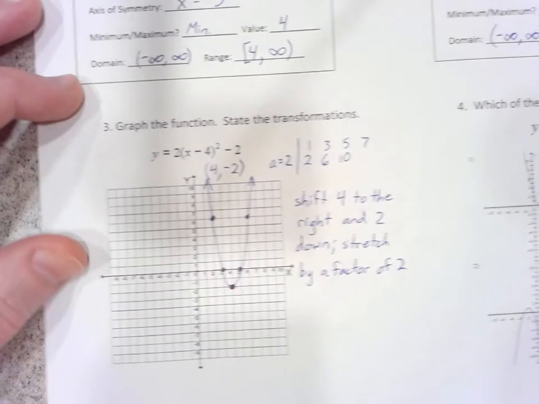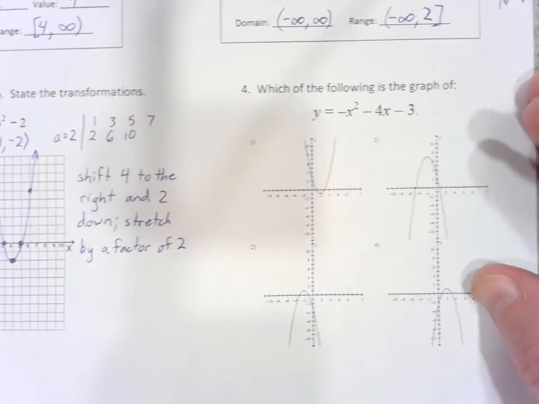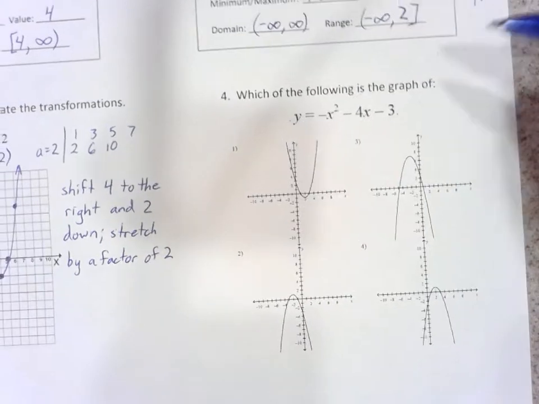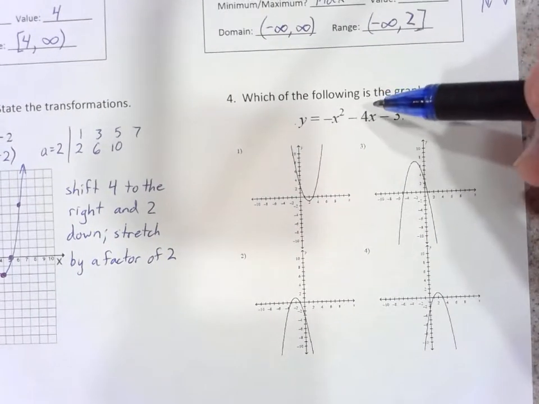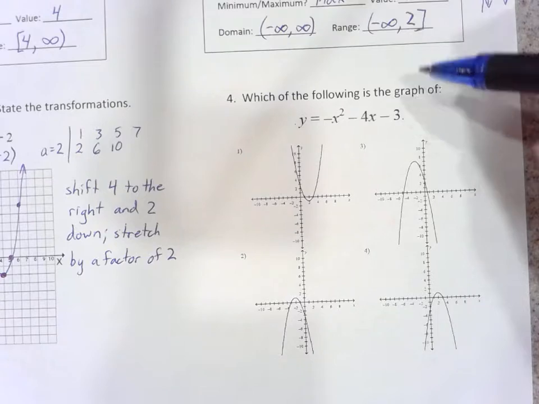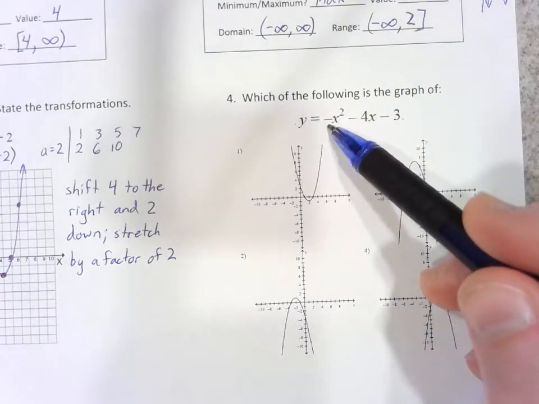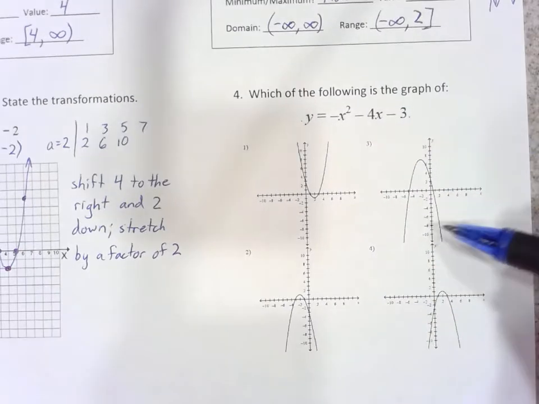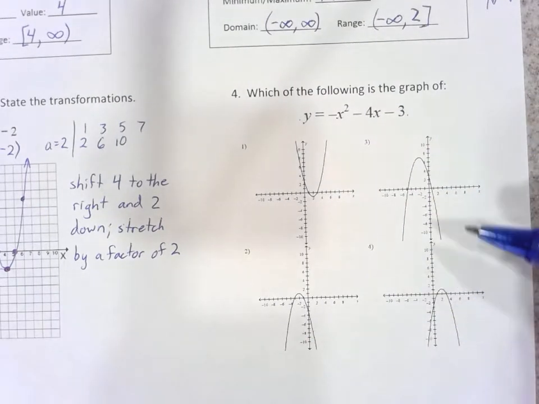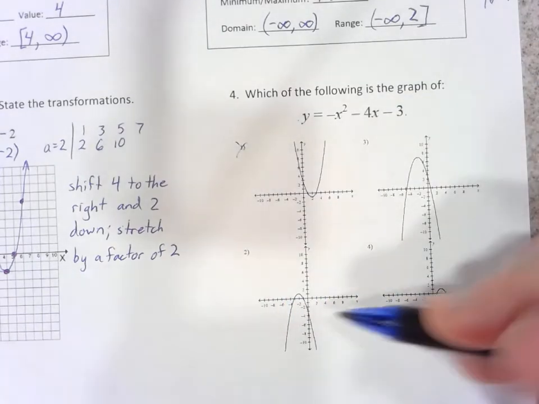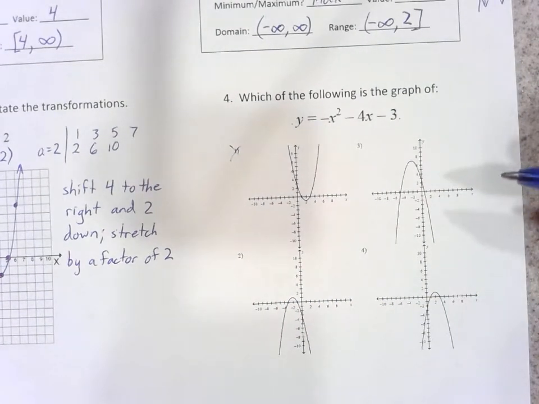Hey, number 4. Which of the following is the graph of y equals negative x squared minus 4x minus 3? I see that my a value is negative, which means the graph should open down. So I already know that it's not going to be number 1. But which of the other 3? I need to find something about the vertex.